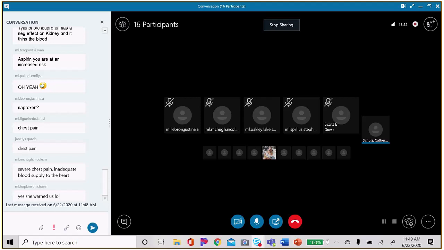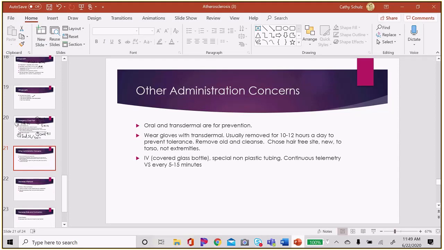That's funny that she warned you guys, though. So I will word it in terms of the American Heart Association, not in terms of door to lab.